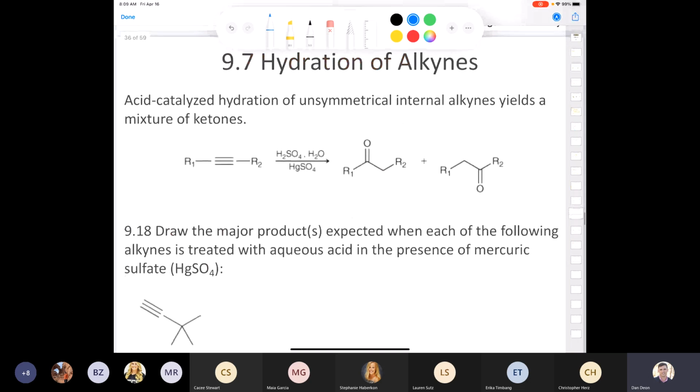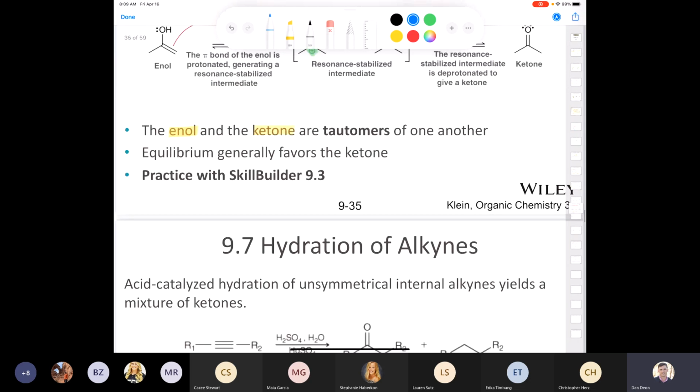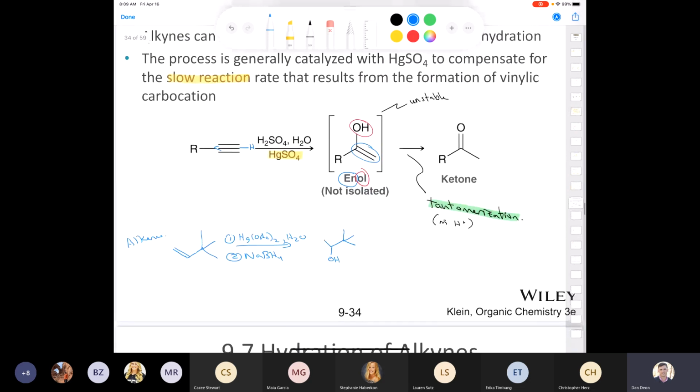Anyhow, let's move on from there and talk about how we would hydrate an internal alkyne. If you go back here, we were talking about hydrating a terminal alkyne.